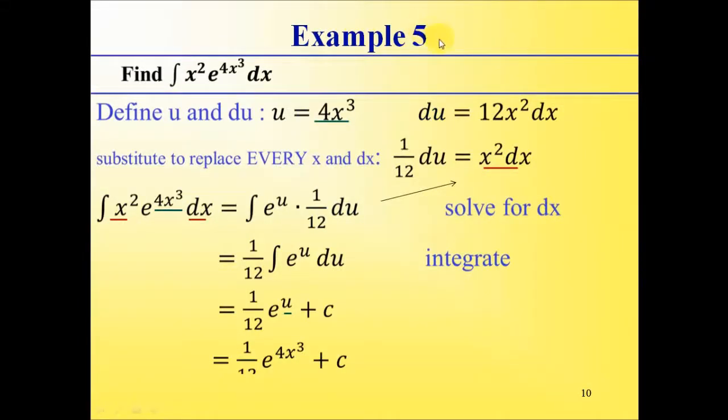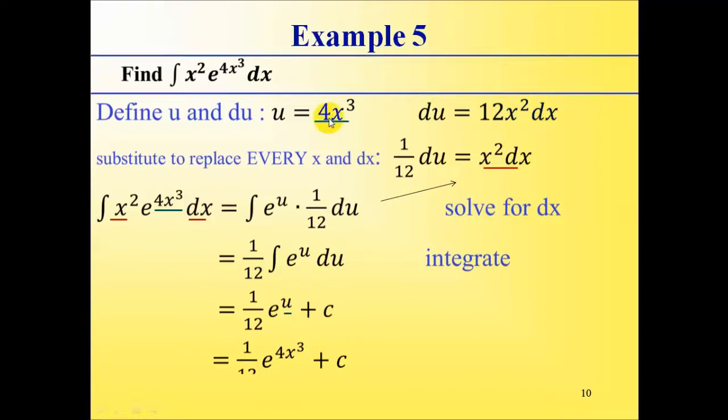Let's see example 5. Find the integral of x squared times e^(4x^3) dx. Please define u first. u is in here, okay? 4x^3. So we can differentiate this function. We get du is equal to 4 times 3, which is 12, times x to the power of 3 minus 1, so we get x^2 times dx.